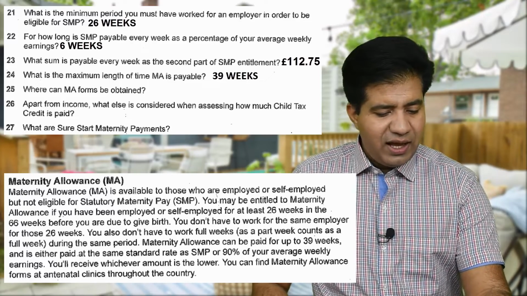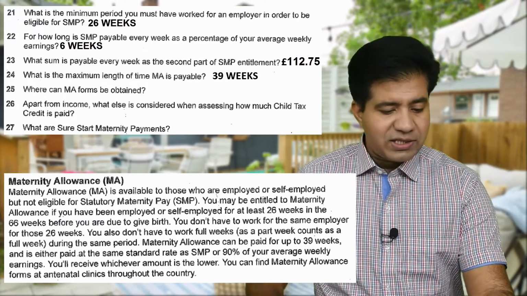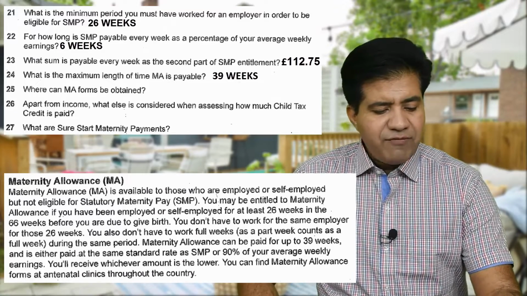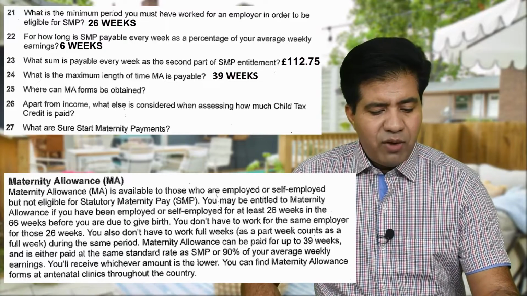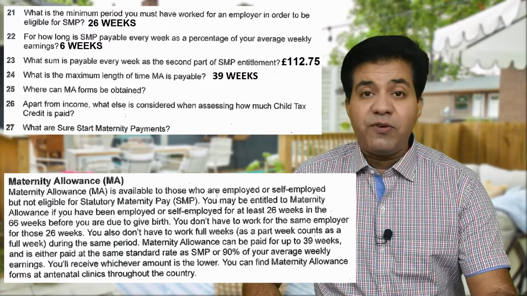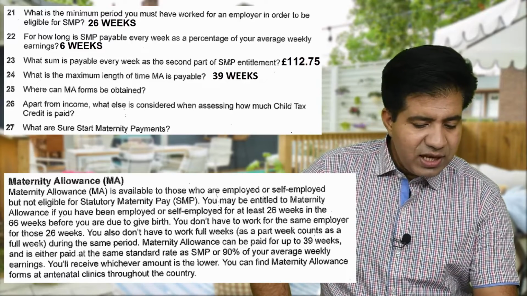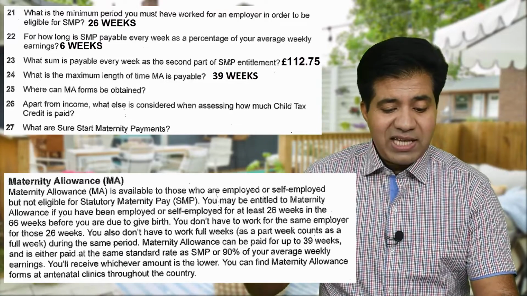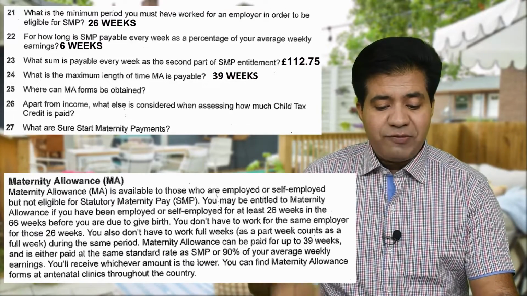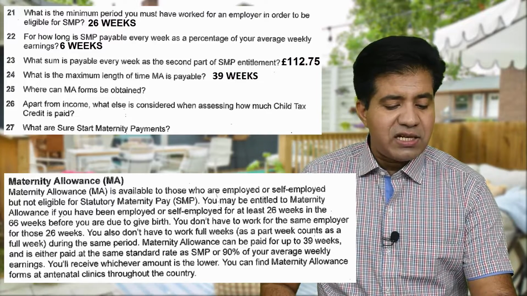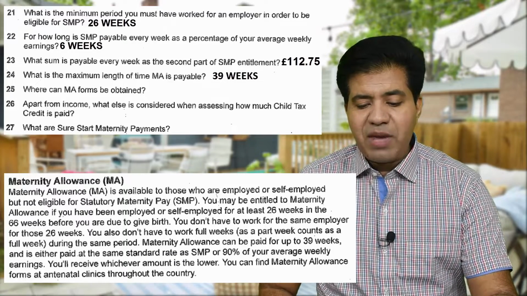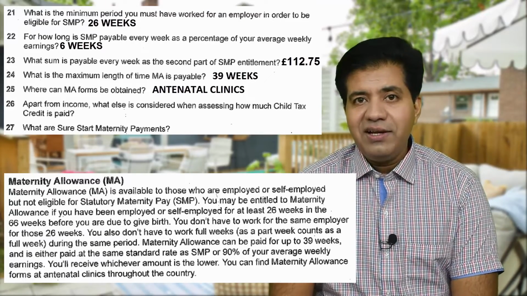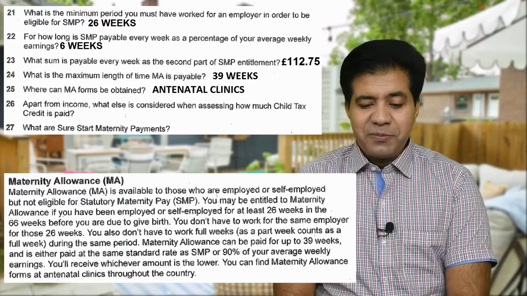It is written here, and I'm reading the third last line, it is either paid at the same standard rate as SMP or 90% of your average weekly earnings. You'll receive whichever amount is the lower. You can find maternity allowance forms where? At antenatal clinics. So the statement is, you can find maternity allowance forms at antenatal clinics. Question is, where can MA forms be obtained? Antenatal clinics. Clear? That's easy, huh? Alright, good. Let's go on.